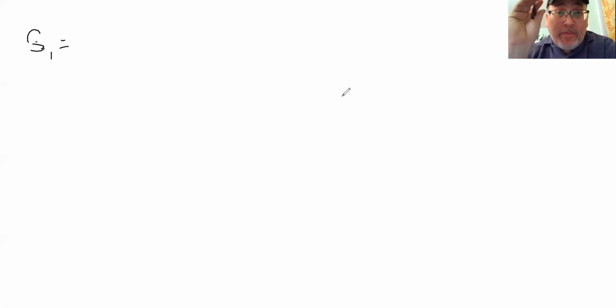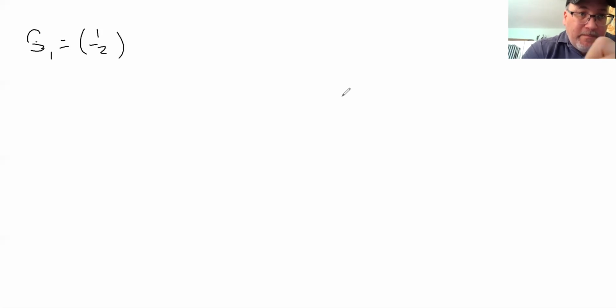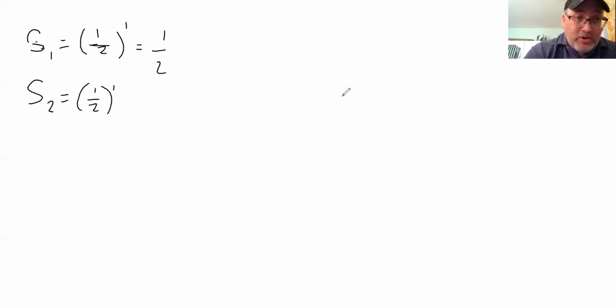So let's start with the first partial sum. This is going to be pretty easy. The first partial sum is the sum we get when we add up one term. Well, that's just the first term. 1/2 to the first power is 1/2, so not a whole lot to look at there. The second partial sum is the sum we get when we add up the first two terms. So 1/2 to the first plus 1/2 to the second. That's 1/2 plus 1/4, 3/4.